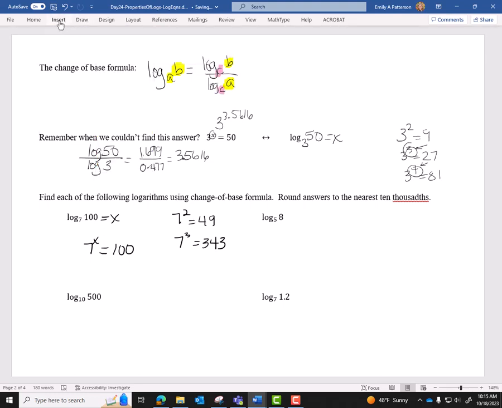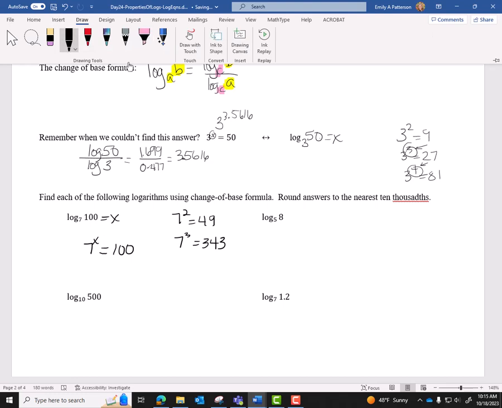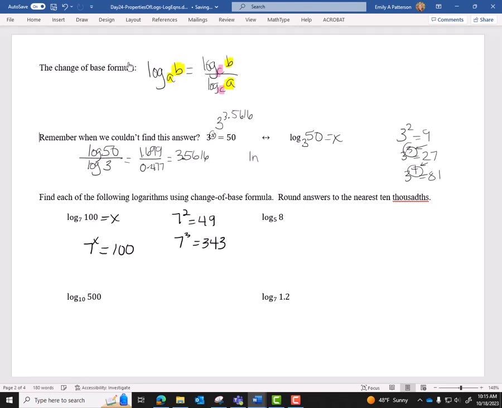So I could have done the exact same thing if I chose log base e. So what if I did the natural log of 50 over the natural log of 3? Same base, that's what's important, that I have the same new base here. But again, it's one that I can type out on the calculator. So I'm going to punch these out. Using the natural log as my new base, or using log base 10, will still give me the same 3.566.